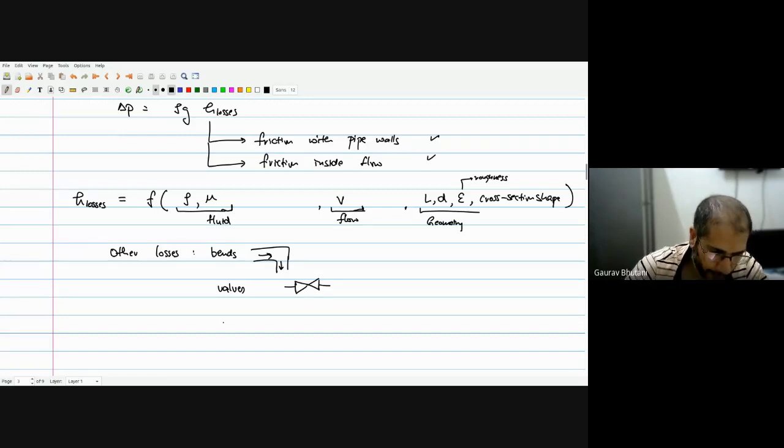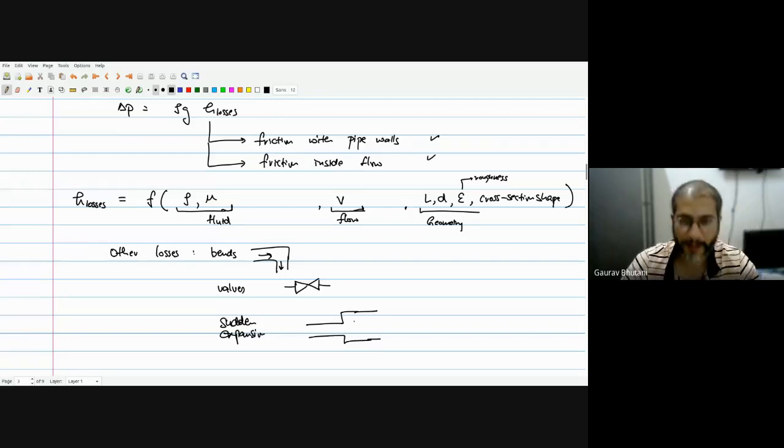Next is sudden expansion and contraction. So if you have sudden expansion, let's say you have a pipe of a certain diameter, and then suddenly the pipe diameter changes. You've connected two pipes of unequal diameters. There are complex dynamics that happen when the flow goes from the smaller pipe to the bigger pipe.